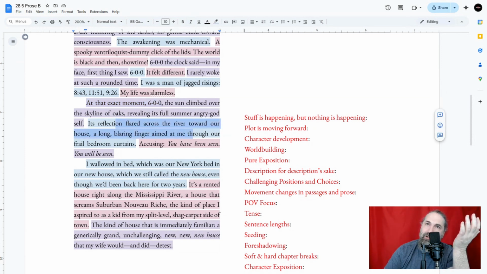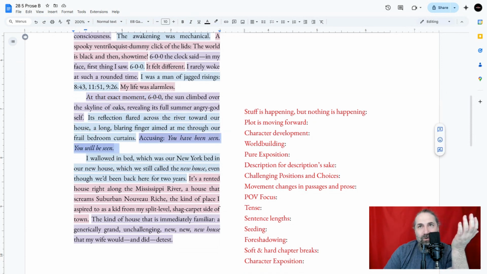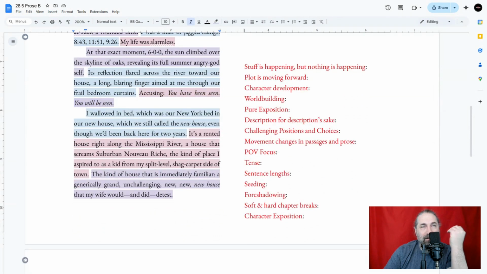He's looking at the reflection. It makes him feel accused. And that's quick because he's just like, oh, Jesus, I'm accused. I'm a bad guy. Right. And now he's wallowing in bed and he's thinking about the house. So it's all slow. And that's how you create a rhythm and flow.